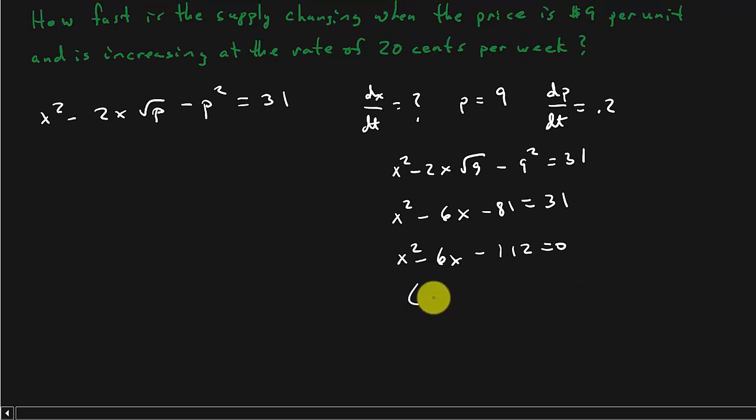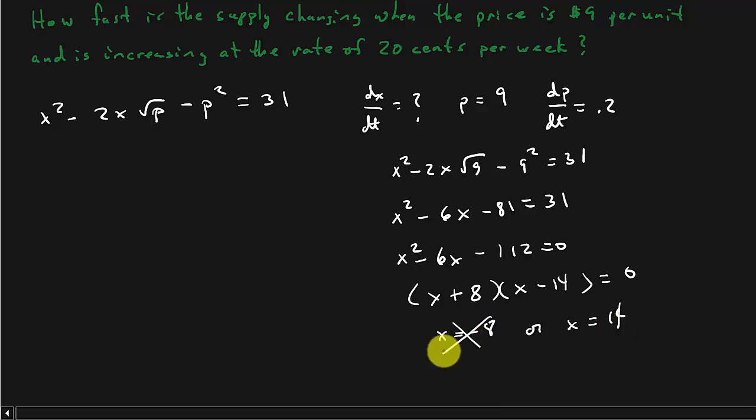And so this will factor into, let's see, x plus 8 times x minus 14. So we get x equals negative 8 or x equals 14. And so we know it's not going to be the negative. And so we get x is equal to 14. So this is part of the information that I'm given, x equals 14.